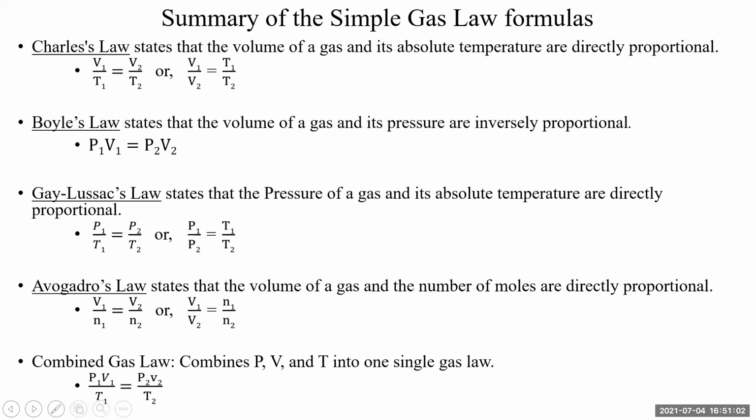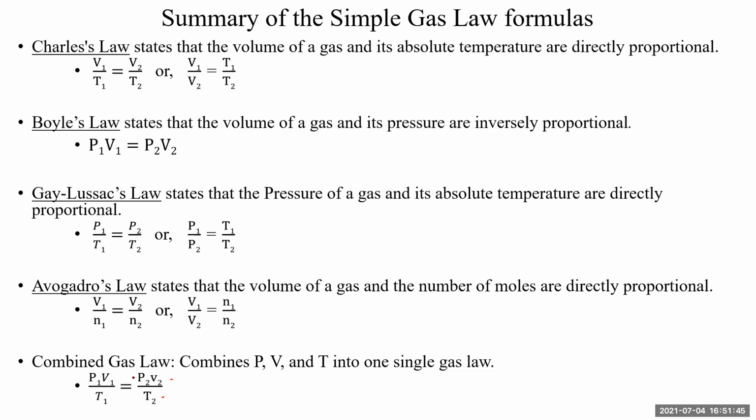This is just a summary of the simple gas law formulas that we're going to look at. We're going to look at 4 formulas, actually 5, but the 4th one really is just a combination of 3 of the other ones. We're going to look at Charles's law, which relates volume and temperature, Boyle's law, which relates volume and pressure, Gay-Lussac's law, which relates pressure and temperature, and finally, well, not finally, but Avogadro's law, which relates volume and moles. Finally, the combined gas law is actually just a combination of Charles, Boyle's, and Gay-Lussac. It puts pressure, volume, and temperature into one formula, related exactly the same way.